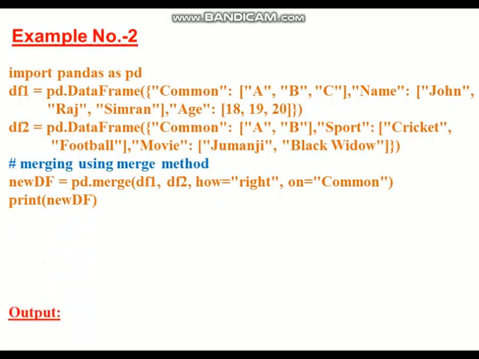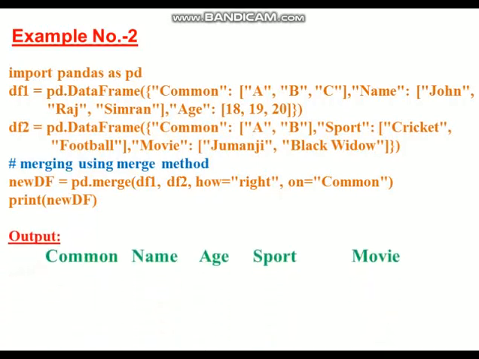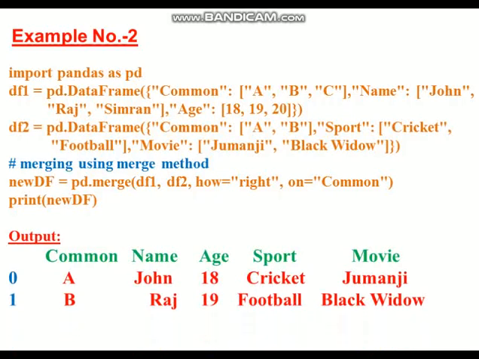So let's see the output. Once again, common, name, age, sports and movies as column names, 0, 1 as row index, and A, B as the first column values, John and Raj as the second column values, 18, 19 as the third column values, cricket and football as the fourth column values, and Jumanji and Black Widow as the last column values. That means C is not appearing here.